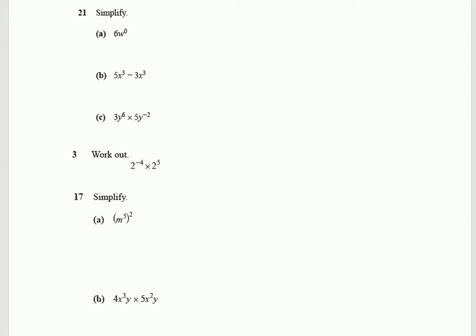Okay, this is the Laws of Indices solutions. And in the first question, we see just a fact that we have to know. Anything to the power of 0 equals 1. So I have 6 times something to the power of 0. 6 times 1, and that's just 6.